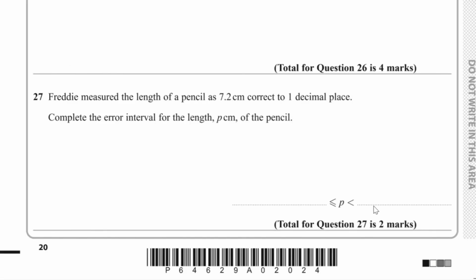Question number 27. Freddie measured the length of a pencil as 7.2 centimeters, correct to 1 decimal place. We have to complete the error interval for the length p centimeters of the pencil. Well, our lower bound is 7.15 and our upper bound is 7.25.